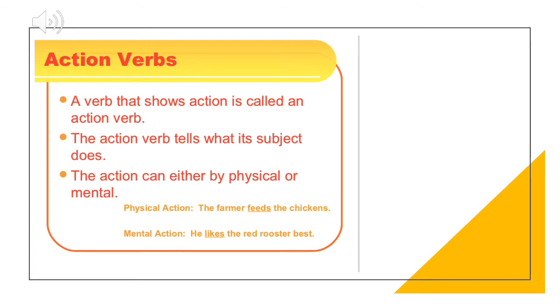The farmer feeds the chickens. Your mental action, that's something that you do in your mind. He likes the red rooster best. So likes is the verb in that sentence. And in your physical action, the farmer feeds the chickens. Feeds is the verb in that sentence.